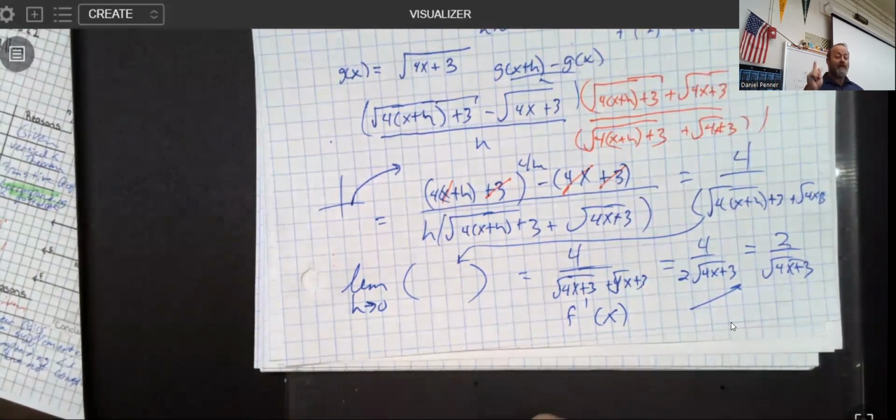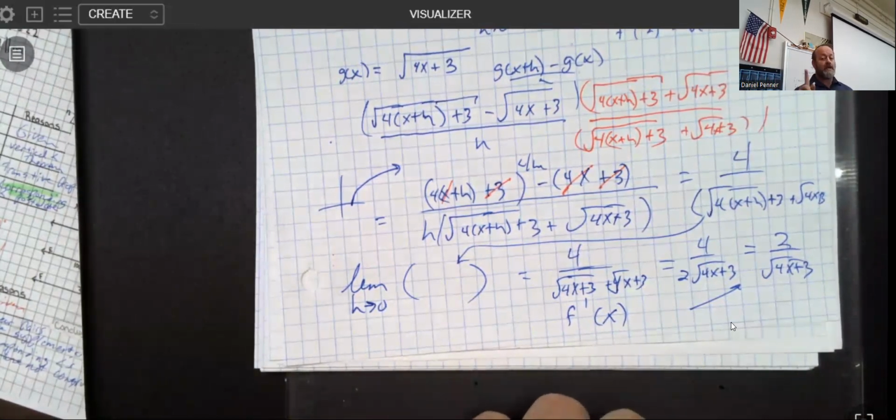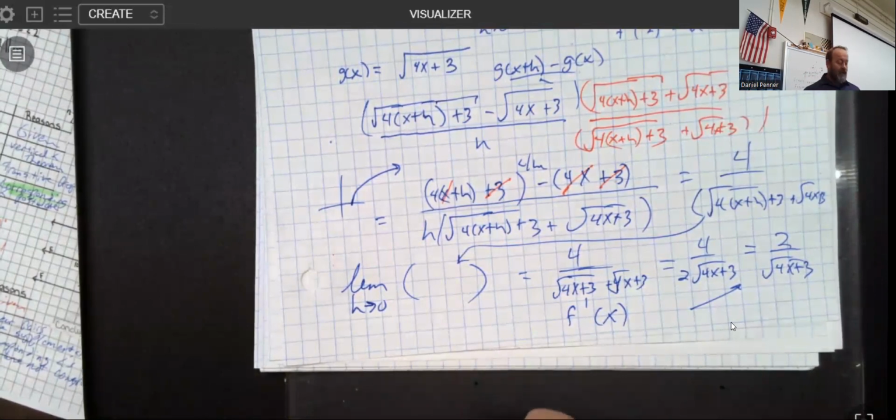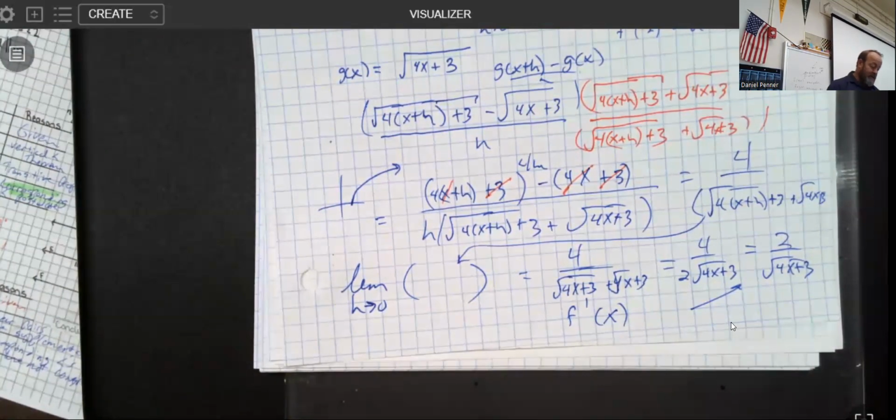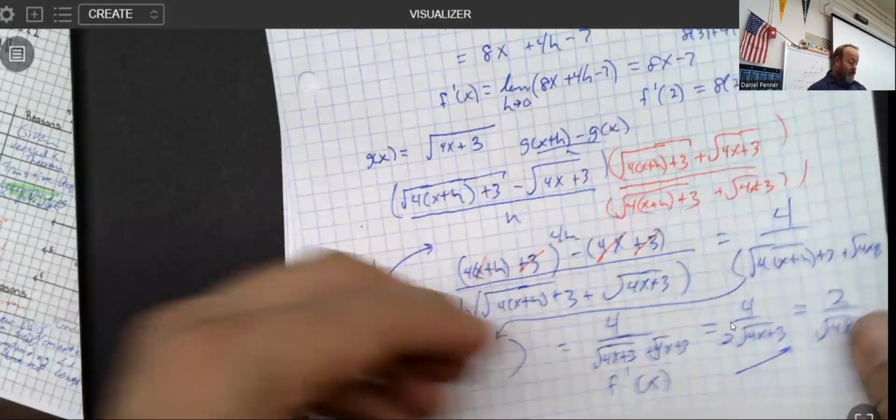So it's an increasing graph, but it's increasing at a decreasing rate. So there's a little something going on there. It's an increasing function, but the slope gets less and less, it's decreasing. Okay, that's one of the hard ones.